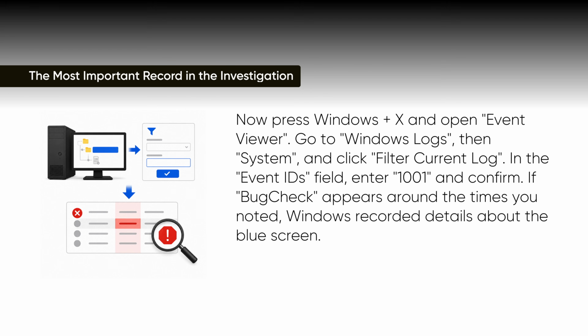Now press Windows plus X and open Event Viewer. Go to Windows Logs, then System, and click Filter Current Log. In the Event IDs field, enter 1001 and confirm. If BugCheck appears around the times you noted, Windows recorded details about the blue screen. What this event actually reveals.